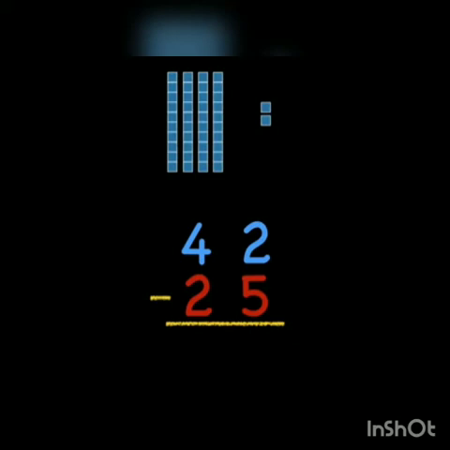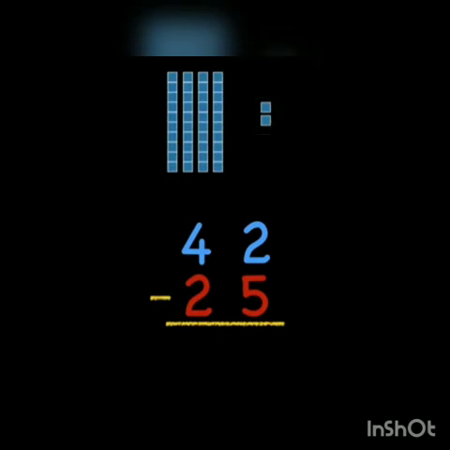Now the first thing we want to do is subtract our ones, but right away we're going to notice that we've got a problem. We can't do 2 minus 5. We don't have enough ones at the top. We can't take away 5 ones from 2 ones. So where are we going to get some more ones?